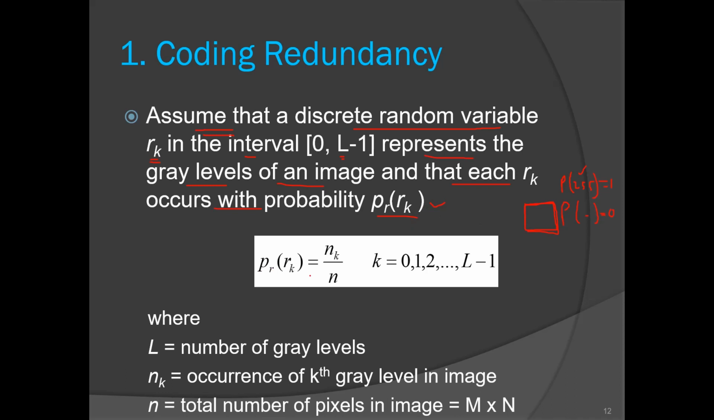So it will be a ratio of nk, the number of occurrences of that intensity, divided by the total pixels. L is the number of gray levels, nk is the occurrence of the kth gray level, that is the occurrence of rk, and n is the total number of pixels in an image. If the size is m by n, then n will be equal to m into n. We have seen this equation when we discussed histogram equalization.